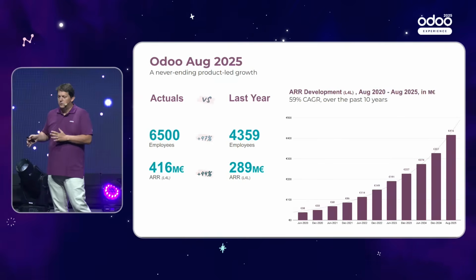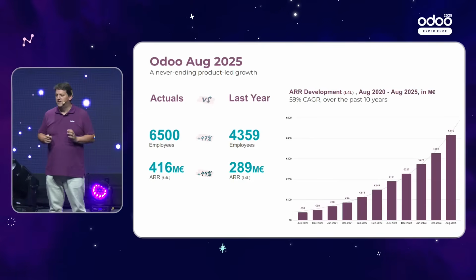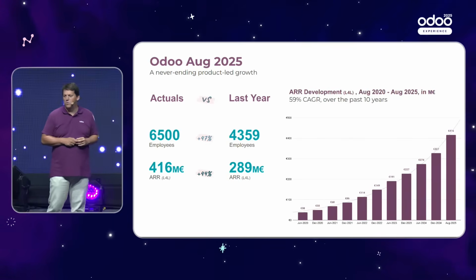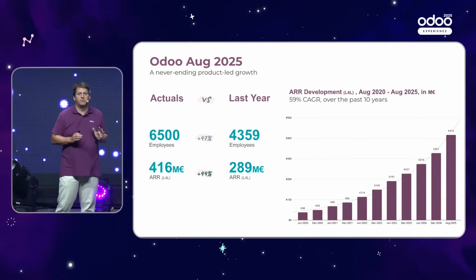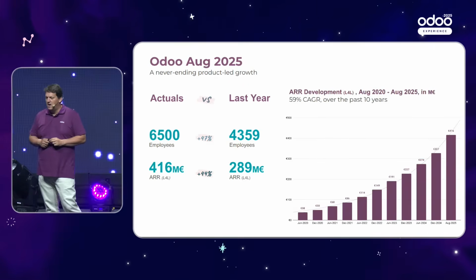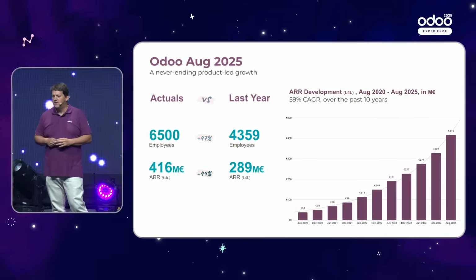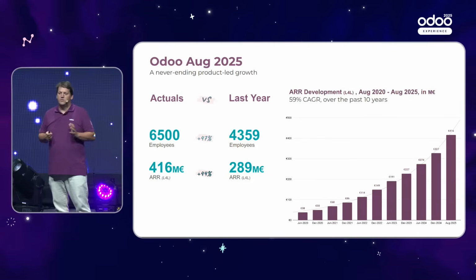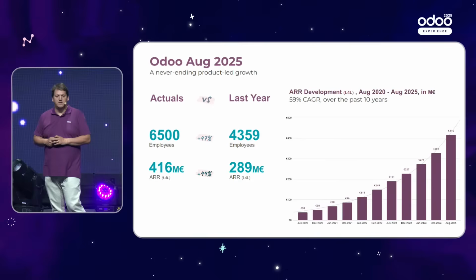Last year, Odoo, our company, we were 4,300 employees. This year, we are 6,500. We'll be close to 10,000 in 1 year. Can you imagine the speed at which we grow? It's close to 50% growth per year. And if we look at the numbers as of August 2025, we are at 416 million of annual recurring revenue versus 289 last year at the same date.